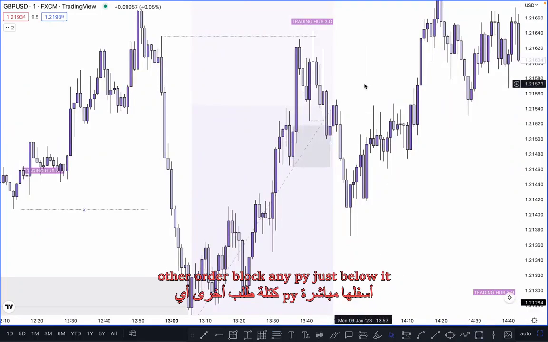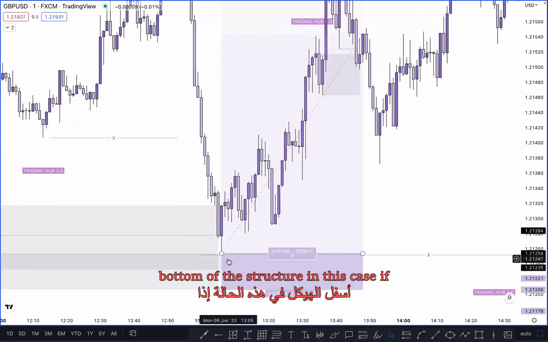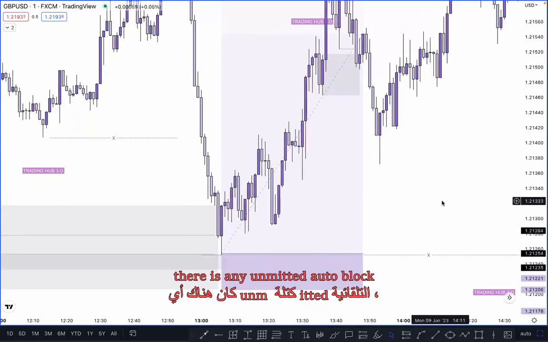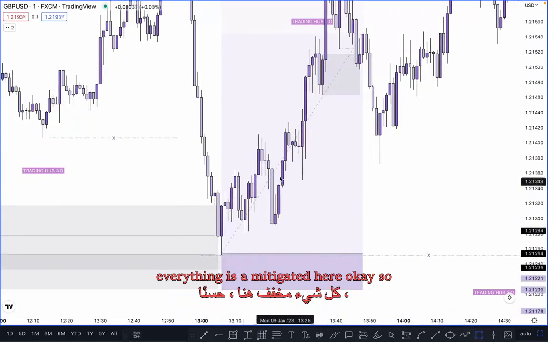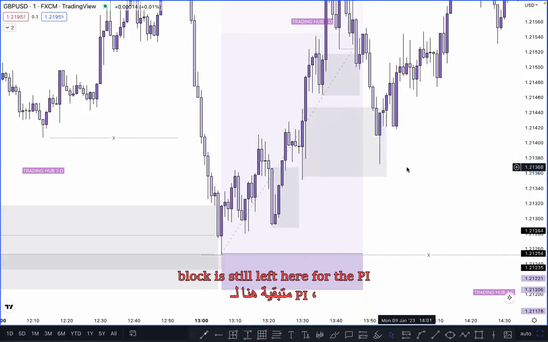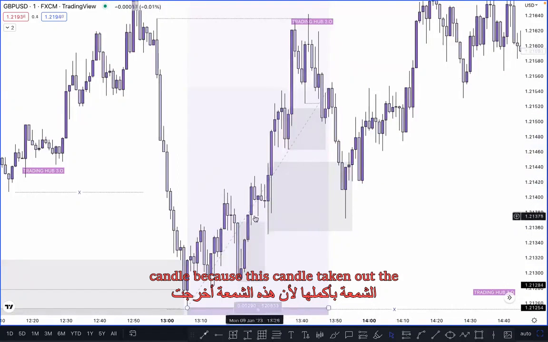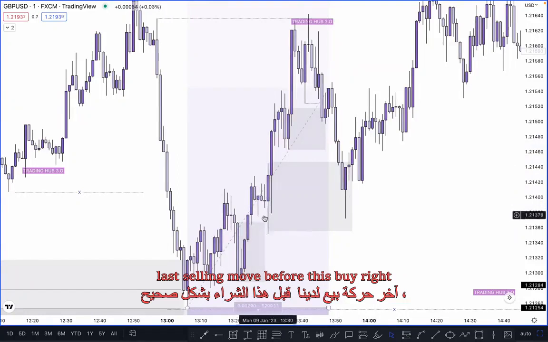Check whether there is any other order block, any POI just below it or not. So you can see, start from the bottom of the structure. In this case, if there is any unmitigated order block, everything is mitigated here. Only one order block is still left here for the buy, right? So why am I choosing this entire candle? Because this candle took out the previous candle's liquidity, and this is our last selling move before this buy, right?